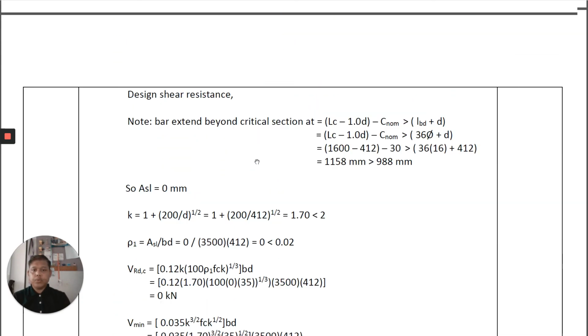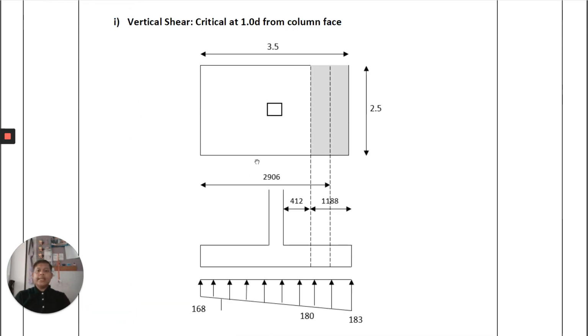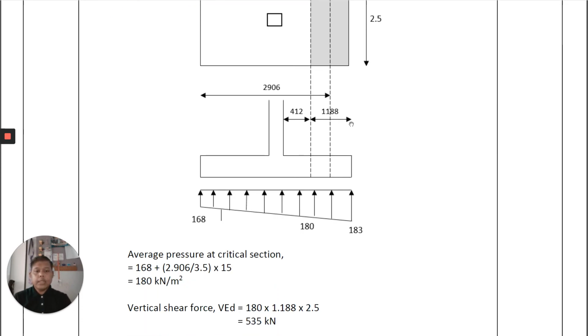let's have a look at the first one. The first one is the shear. Vertical shear is critical at 1.0 D from the column face. Okay, so here is 1.0 D from the column face. Okay, so the pressure here at the 1D from the column face is 180 by doing the interpolation. Okay, you have to do an interpolation. Therefore, here is the area of the vertical shear or the critical shear area of this foundation. Okay, and then the distance here is 1188.